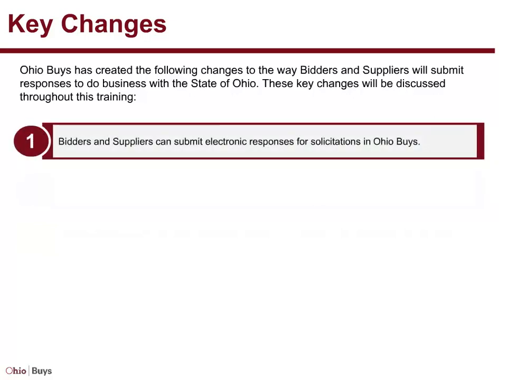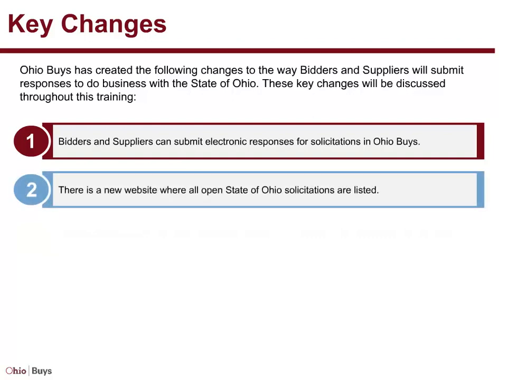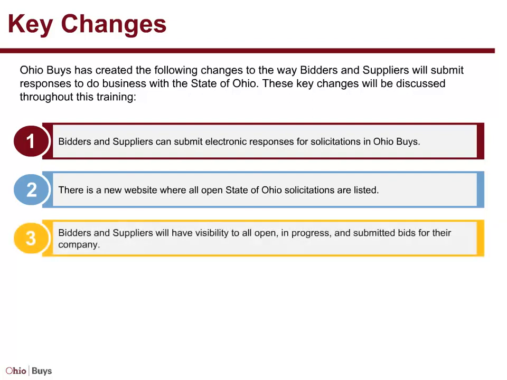Bidders and suppliers can submit electronic responses for solicitations in Ohio Buys. There is a new website where all open State of Ohio solicitations are listed. Bidders and suppliers will have visibility to all open, in progress, and submitted bids for their company.